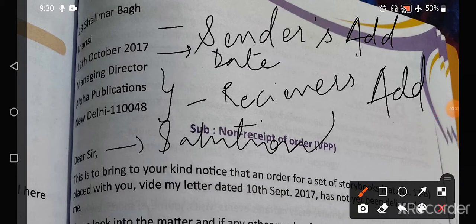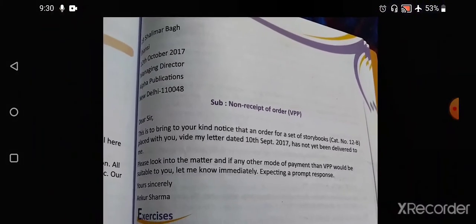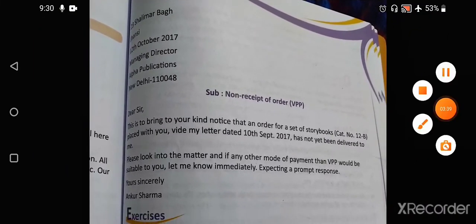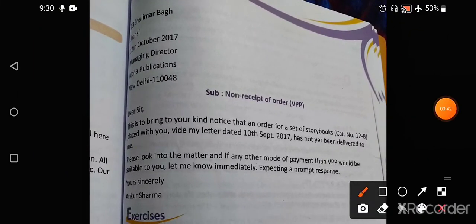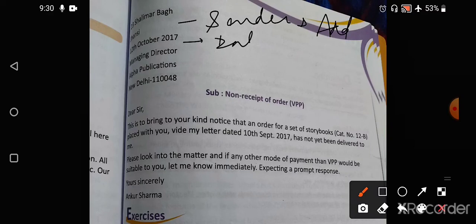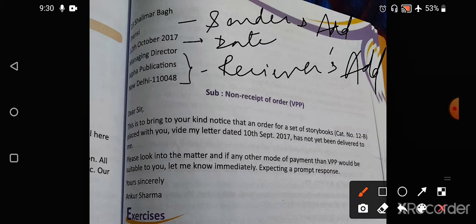I'll write it again, don't worry. This is the sender's address. Then the date, then the receiver's address, to whomever we are writing the letter. He is writing the letter to the publisher, so it is that. Then the main thing in the formal letter is the subject. In an informal letter we don't have to write the subject, but in a formal letter we have to mention the subject, about what we are writing the letter.